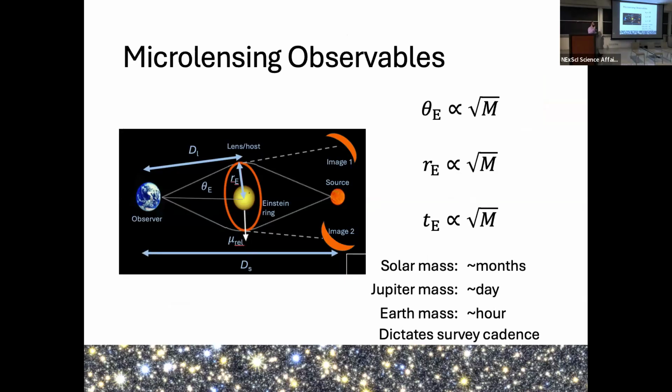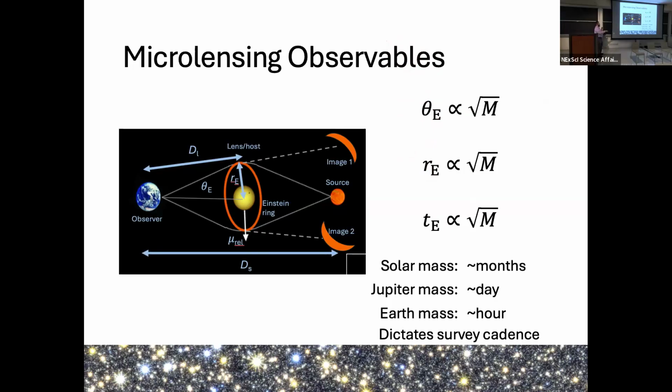The one important point to take away is that each of these physical observables of a microlensing event, the angular Einstein radius, the physical Einstein radius, and the time scale, all scale as the square root of the mass of the object. This makes it very useful for finding small objects because you are not fighting a linear degradation in the signal. It's just reducing by a factor of the square root. So you can get down to very low masses with microlensing.